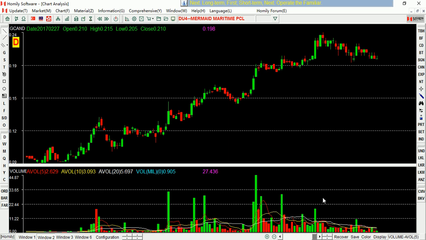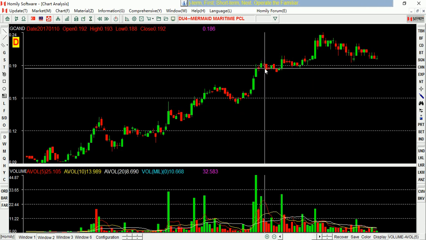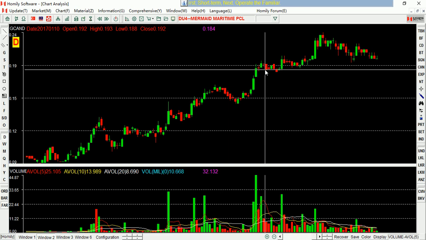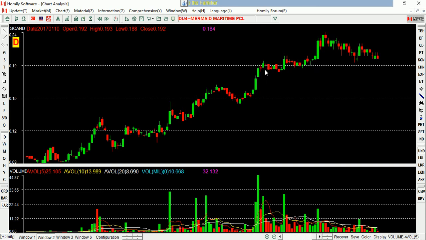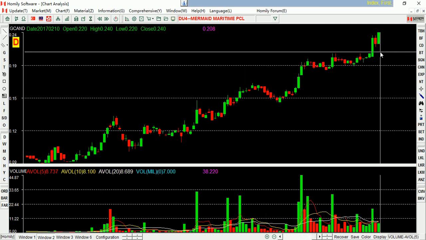Last time, one of my members bought this stock, Mermaid. He bought at a price around 0.192. Is the buy price good or not? Yes, it's good, right? Because here he can still make money. But on this day, he asked me whether he should sell or not. I told him, you should sell first. Why?